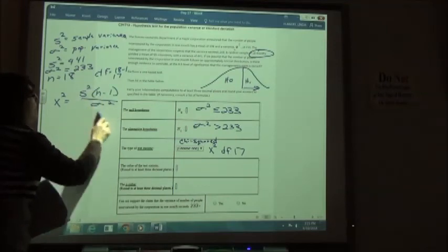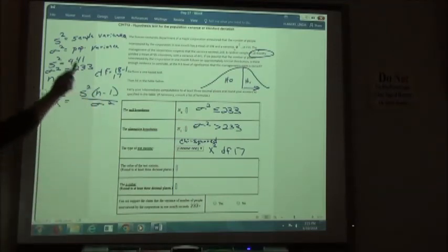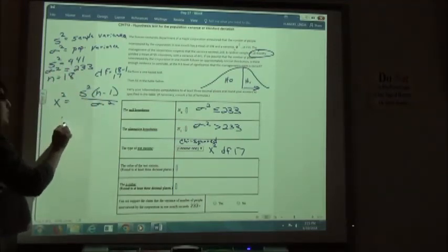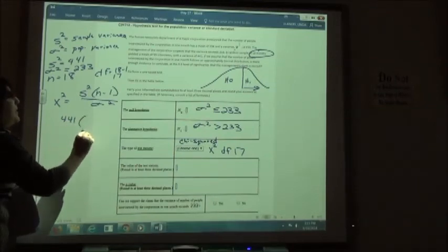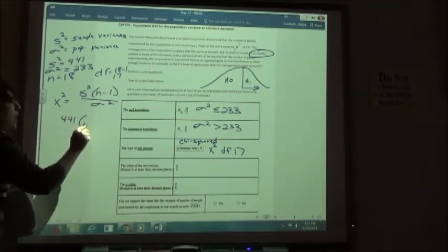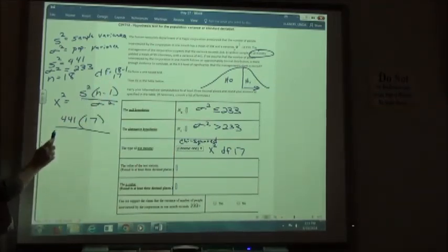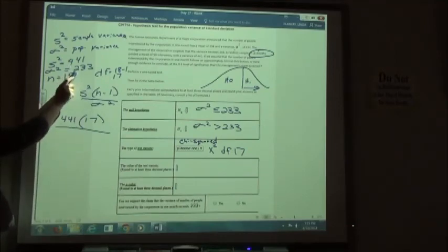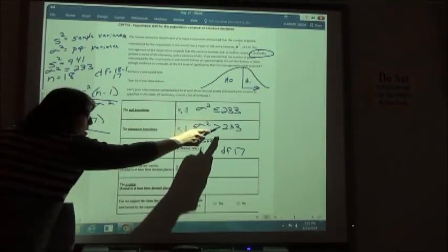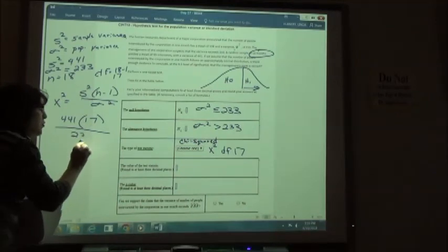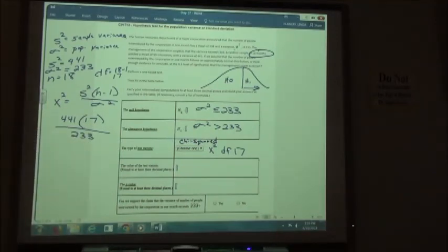In my formula, then, for my test value, my sample variance was 441. I'm going to take that times the n minus 1, which is 17, and I'm going to divide that by the given variance that I'm comparing it to, which is the 233. So at least that one's easier to type into your calculator.